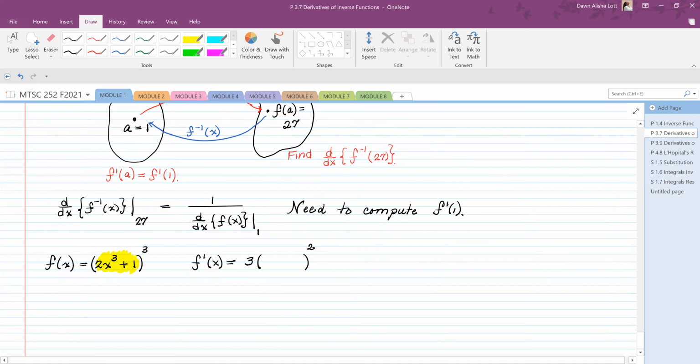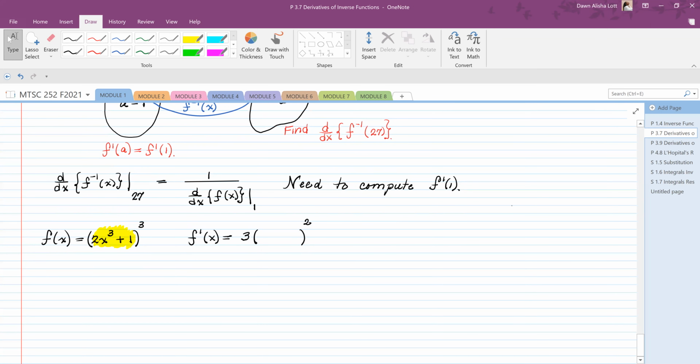I know some of you need some refresher on the chain rule. And then I have to take the derivative of what's inside. So now I have to multiply by 6x squared. Anybody rusty on the chain rule? Some of you are going to be a little bit rusty.